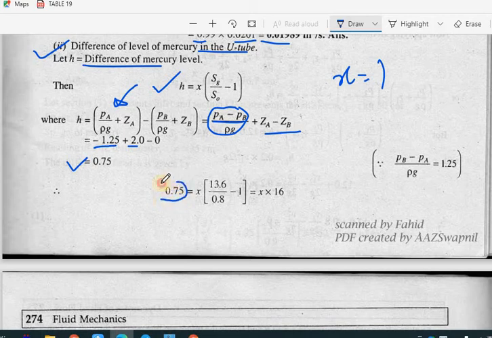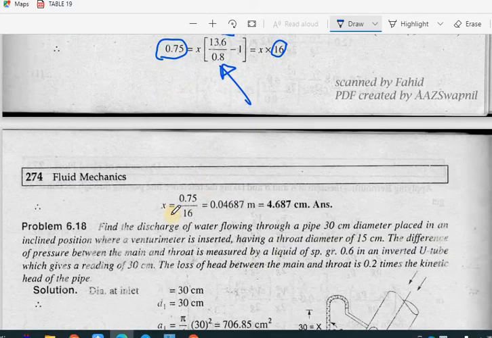Okay, so we'll put this 0.75 in this formula. 0.75 into X into what? It is saying that the U-tube is containing mercury, so the heavier liquid is your mercury. The liquid which is flowing in the pipe is your oil, which is having a specific gravity of 0.8, minus 1. So here you can get the value of X, because X is the only unknown. You can solve this. By solving this, the value is coming out to be 16. So 0.75 divided by 16 will give you 0.04687 meter.